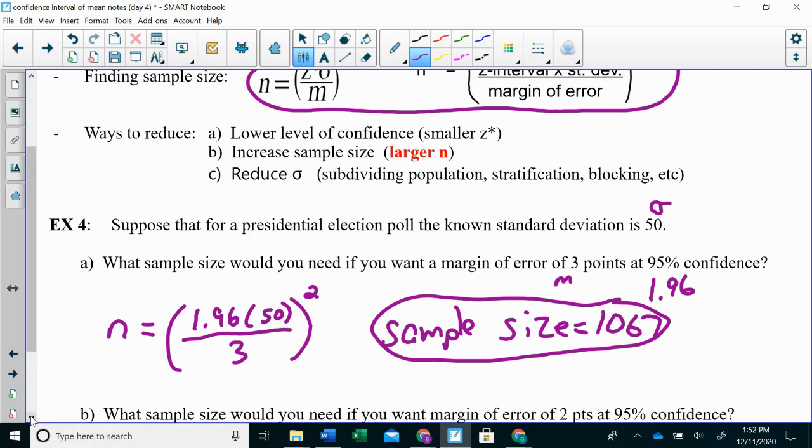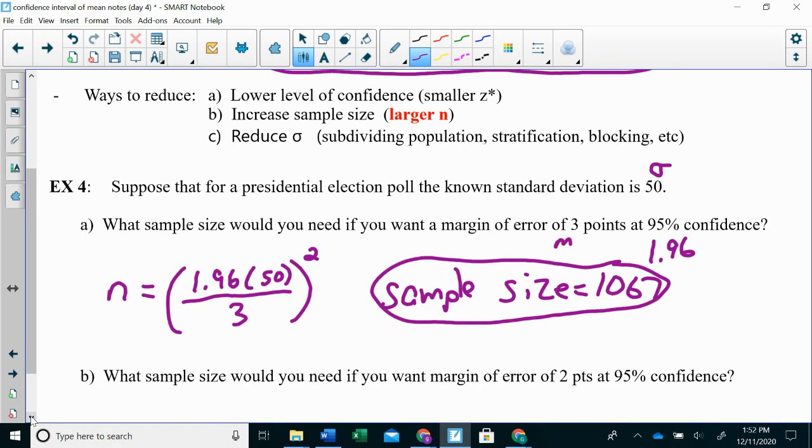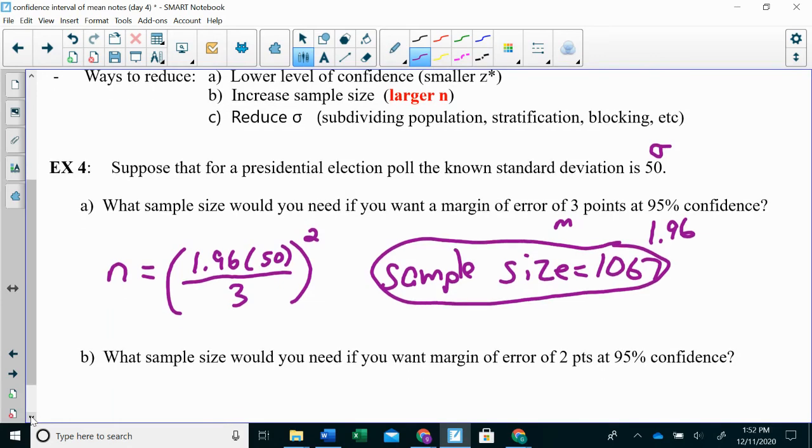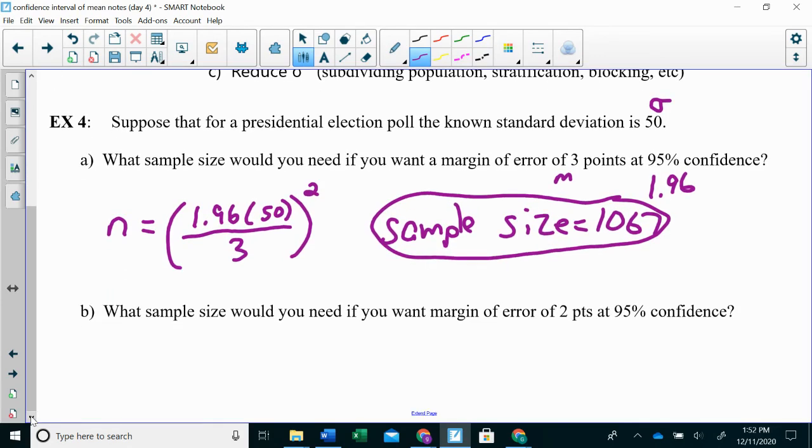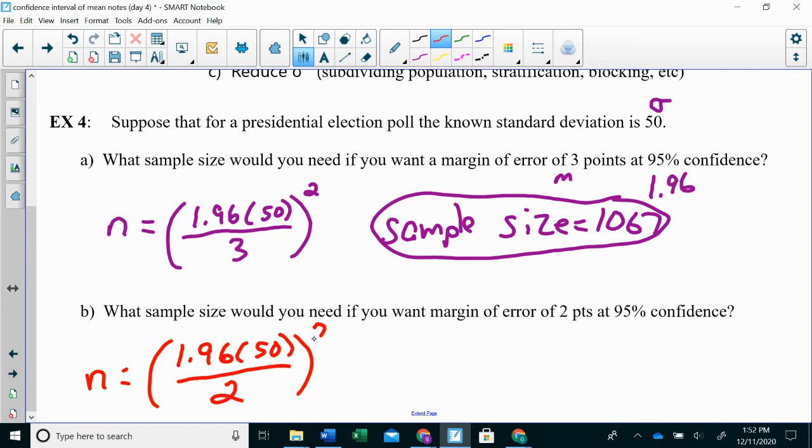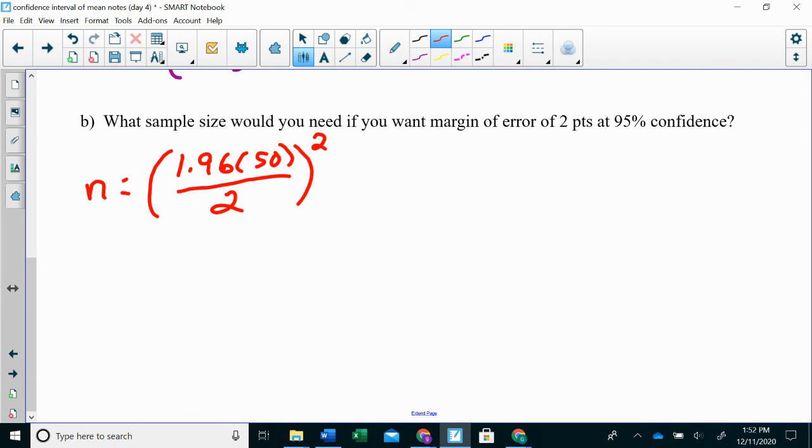All right. So letter B, what happens if we change and we want our margin of error to be 2 points? Now, a 2-point margin of error means we want it to be better. So what sample size would be needed if we changed our margin of error to 2 points? So n equals, the same numbers are going to hold true, 95% confident, so 1.96 times our standard deviation of 50 divided by 2, that's our target margin of error.